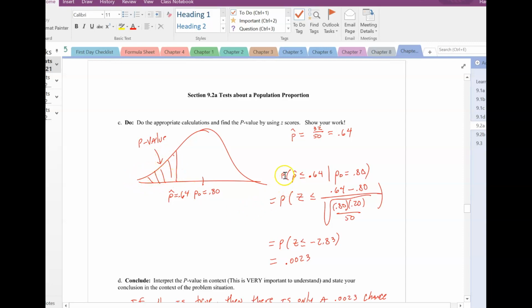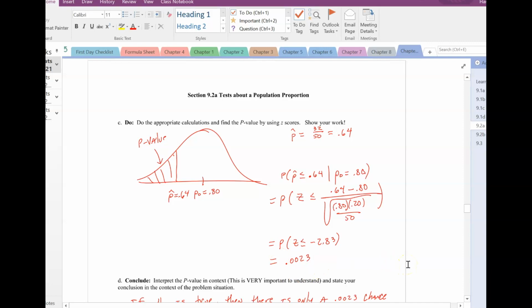Writing that out in symbols, remember that this is a conditional probability. This is the probability that p hat is less than or equal to 0.64, given that p sub 0 is 0.8. So we're going to go through and find the z-score for this. We get negative 2.83. The probability of z being less than or equal to negative 2.83 is 0.0023. This is your p-value right here, which you're going to draw your conclusion from.